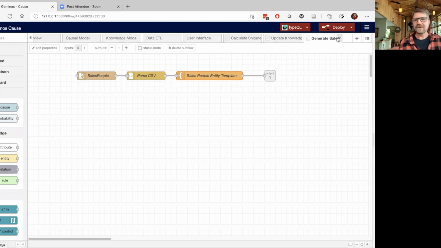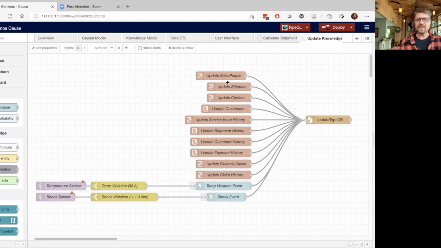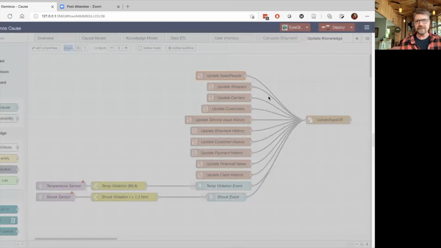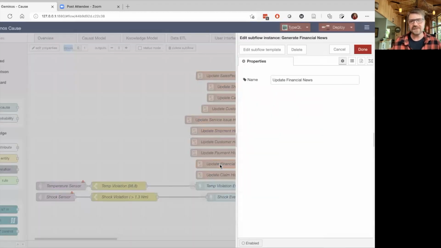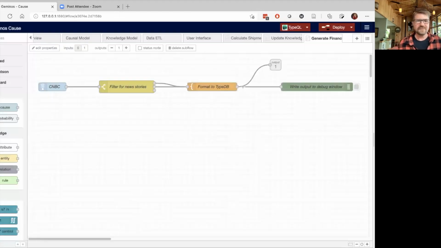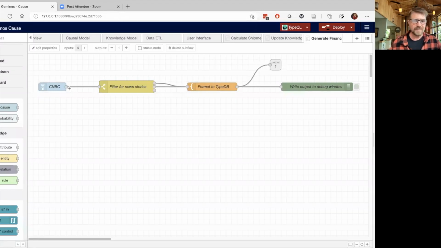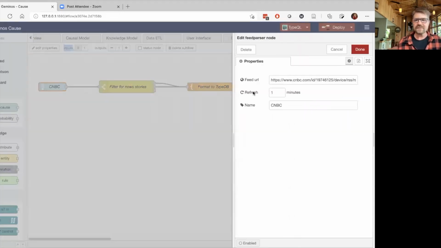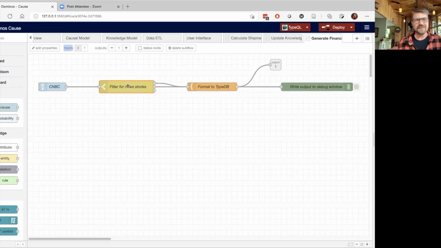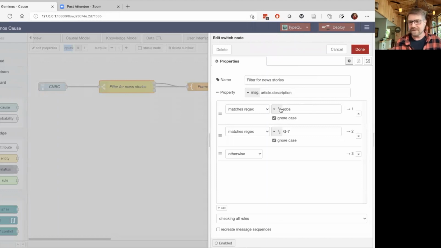And then all we do as a solution developer is go through and build out these ETL pipelines to hydrate all of these elements in our model. One of the things that's happening, let's take financial news. That's another example. Edit this subflow template. This one I worked on a little bit more. I want to pull in news from CNBC. So I grab the CNBC RSS feed, and that's bringing in CNBC stuff. And then I want to filter it for certain sets of stories, so maybe jobs and G7.